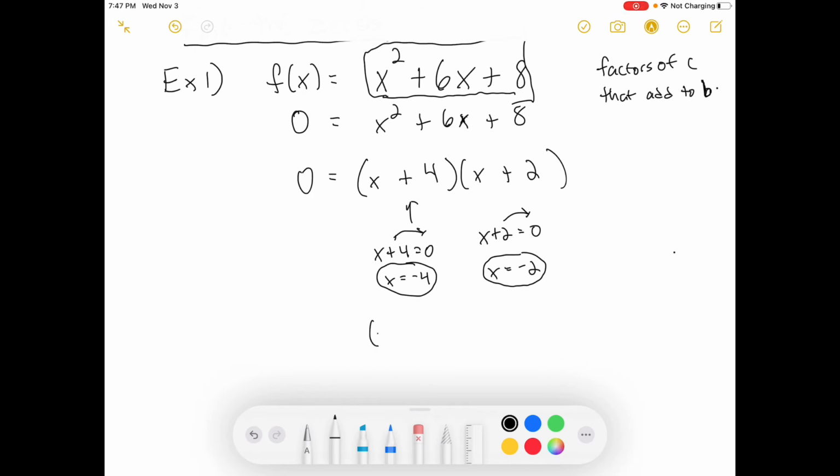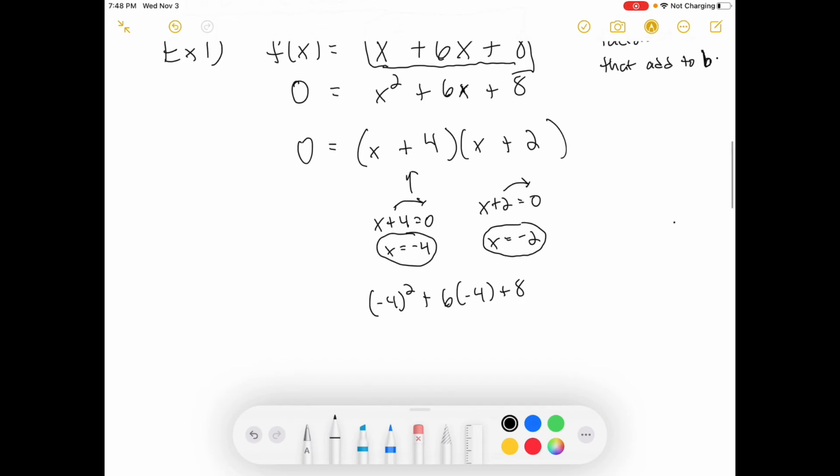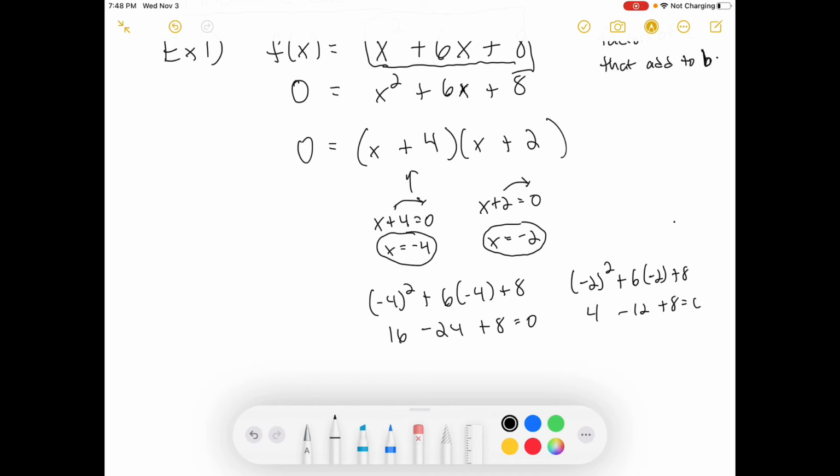If I plug in a -4 into my original function, I need to get 0. So -4 squared is positive 16. 6 times -4 is -24. And I add the 8. That equals 0. Also, if you plug in a -2, square it, plus 6 times -2 plus 8. -2 squared is positive 4. -12 plus 8. That also gives me 0. So I know these are the zeros of the function.